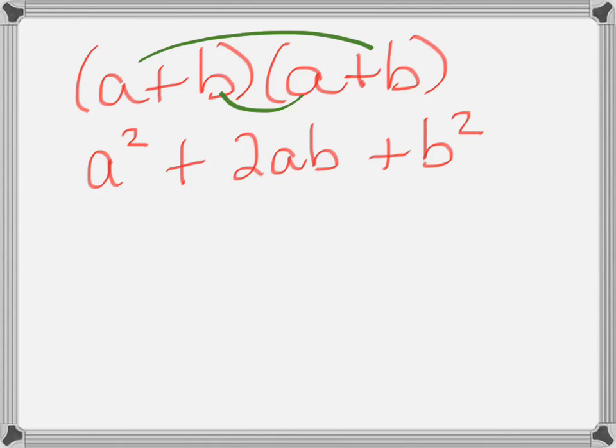This gives us the result, which is called a perfect square trinomial, because you can separate this into two binomials that are exactly the same.